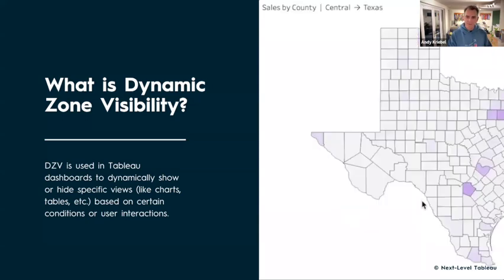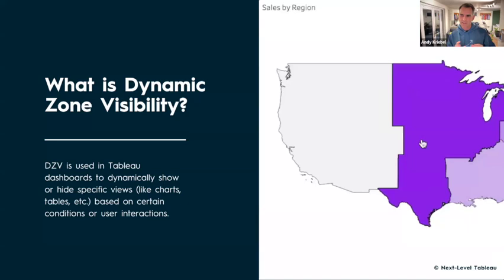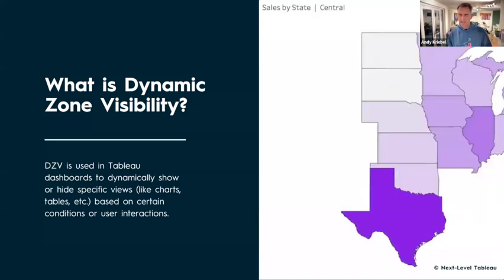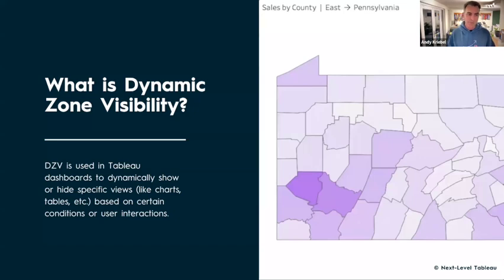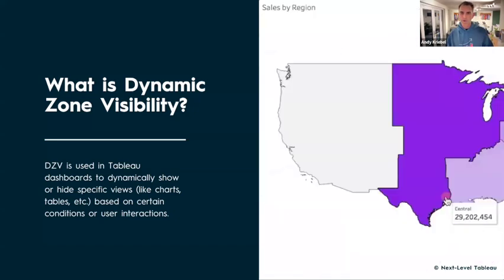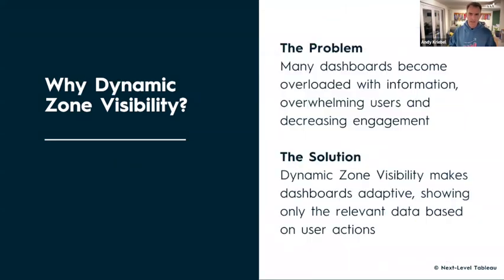And also how to pass filters to it and have a single sheet that filters from region to state to county to zip code. All of that is very complicated to do in one sheet, but it's significantly easier once you know how to use dynamic zone visibility. Now, why would you want to use dynamic zone visibility?